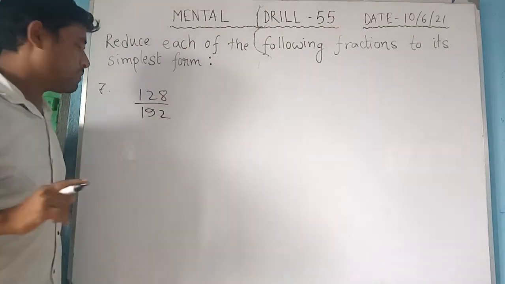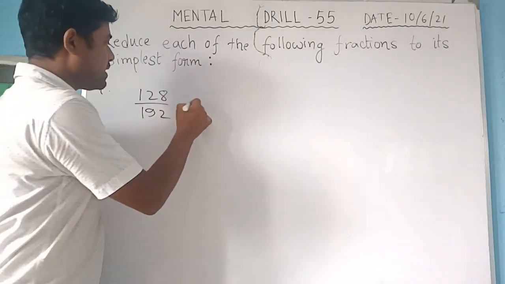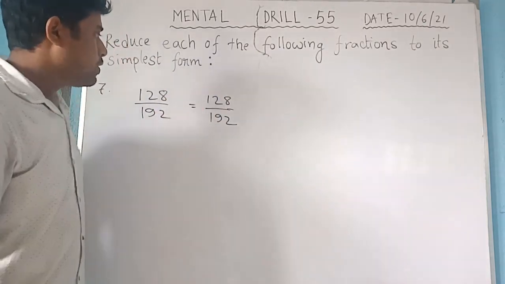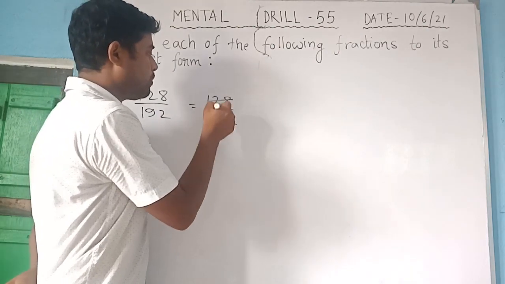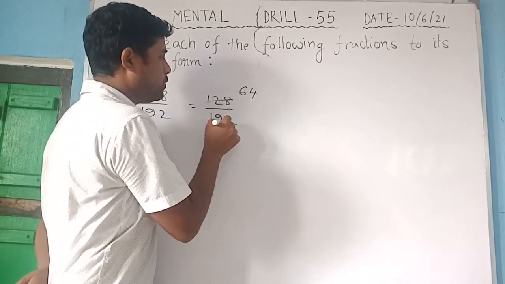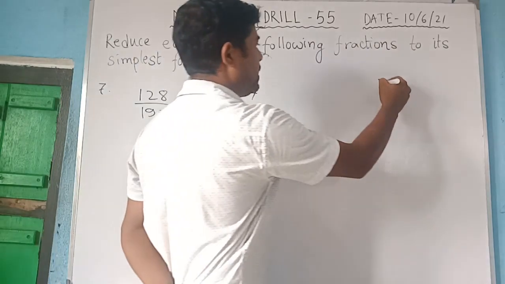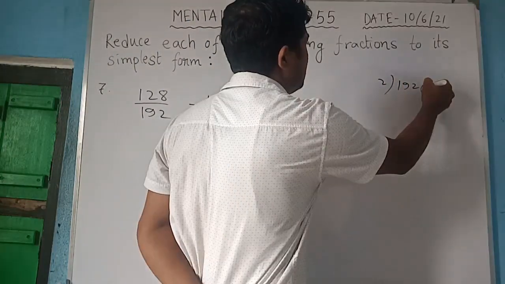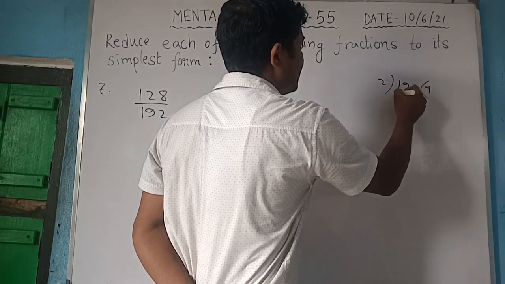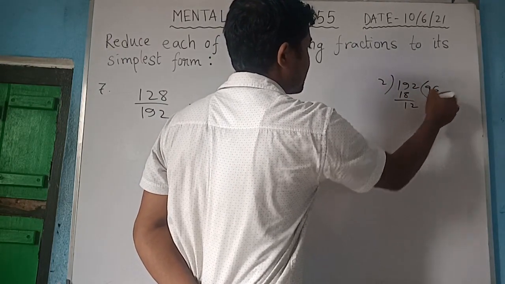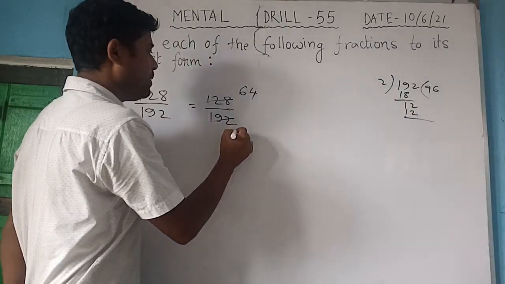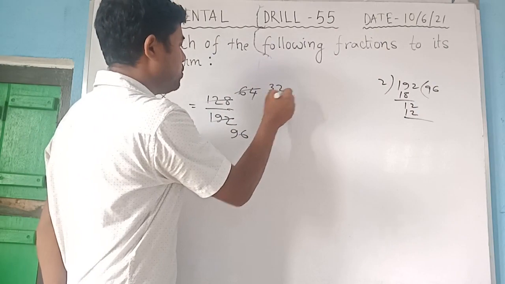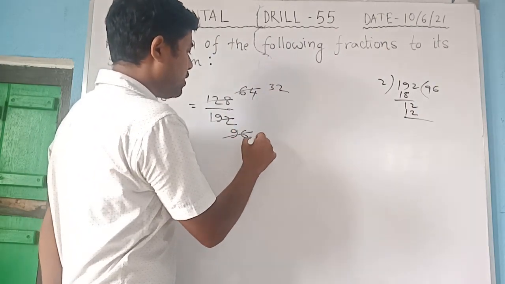Question number 7. First, write this again. Now by 2, yes, we can cut both. So it will be 64, and by 2 it will be 192. If you do it mentally, no problem, do it mentally. So by 9, 18, 1, 2, 6, 12. So it will be 96. Again by 2 it will be 32. Again by 2 it will be what?